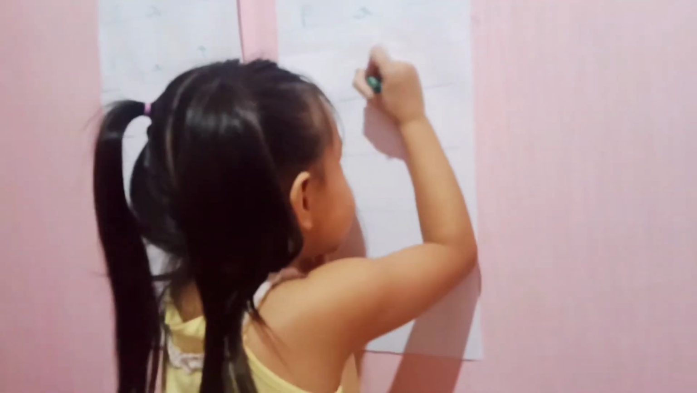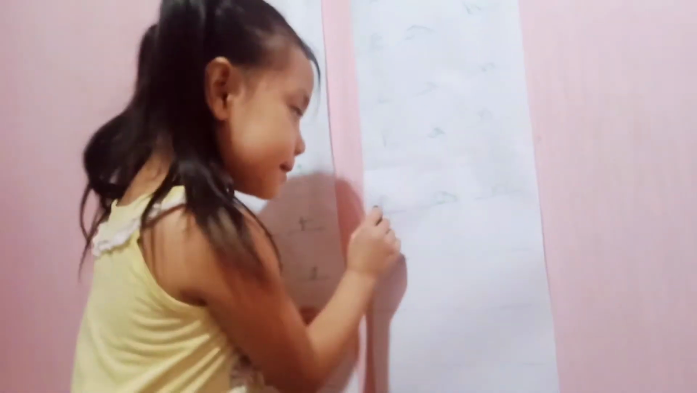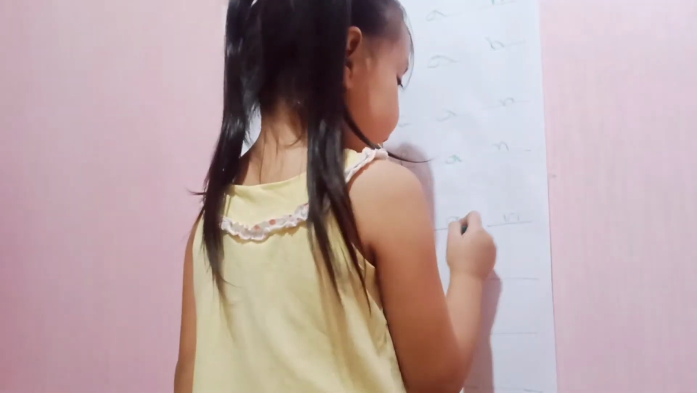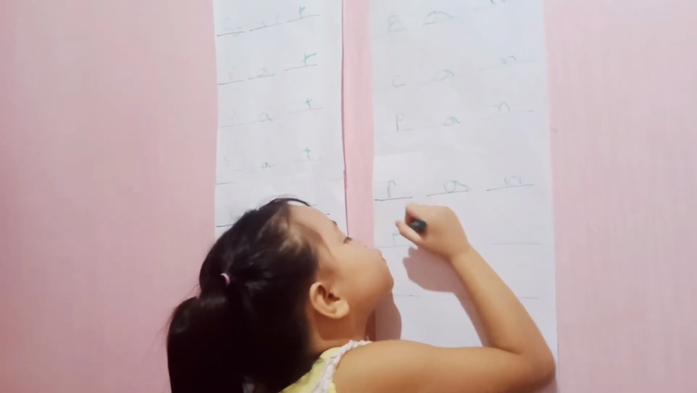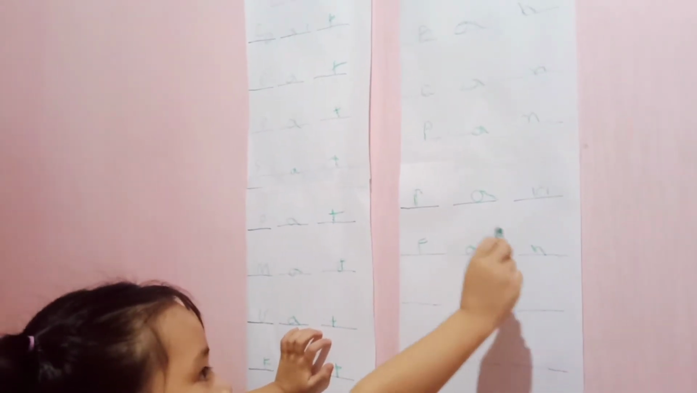R-A. Oh, can you read that? You read. R. Oh, again. Run. Again. Run. Very good. Next. An. How do you read that? An. Fun. Okay. Next.